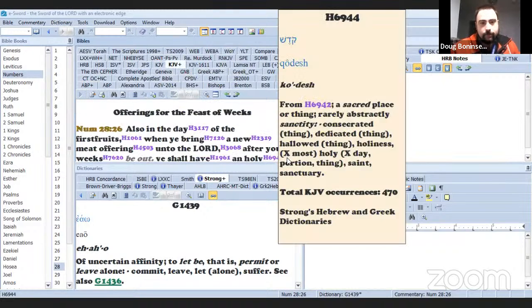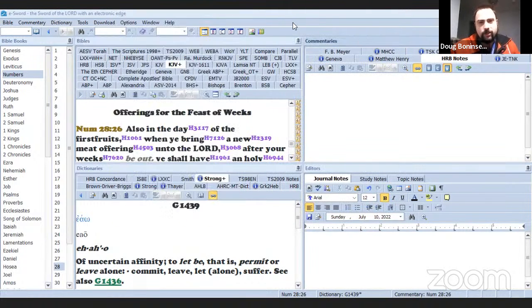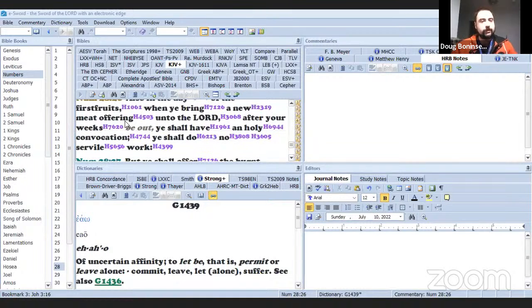Okay, so after your weeks, Shavuot. But again, you could make the argument that Shavuot is talking about the Feast of Shavuot. So, I mean, you can make that argument too. The Masoretic doesn't really leave it out. It's just that it could be translated weirdly.